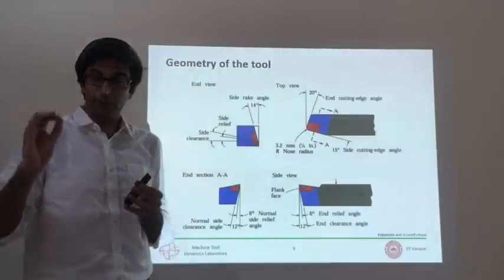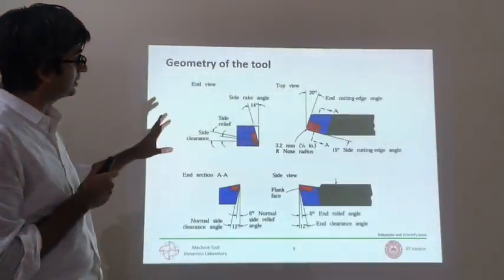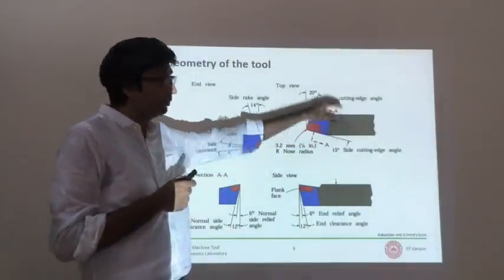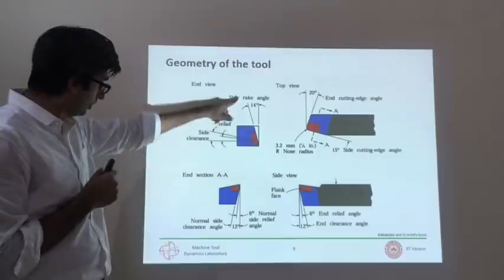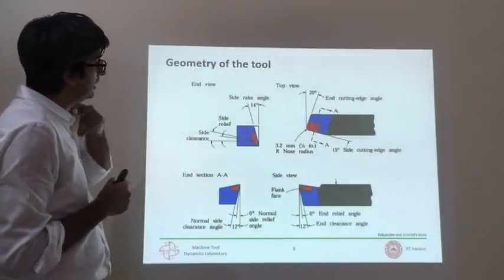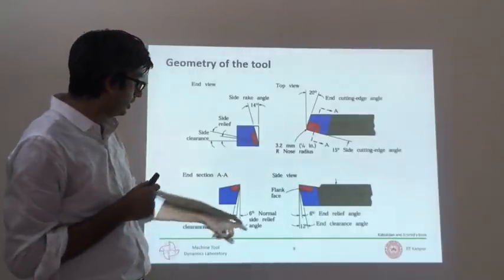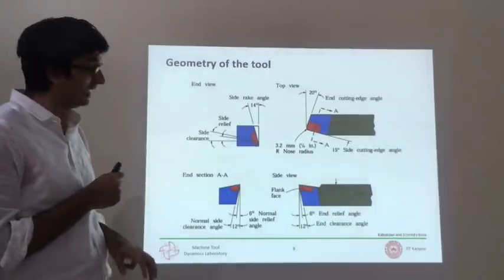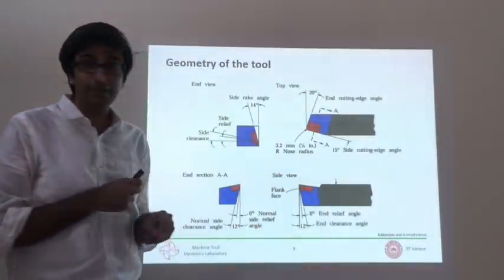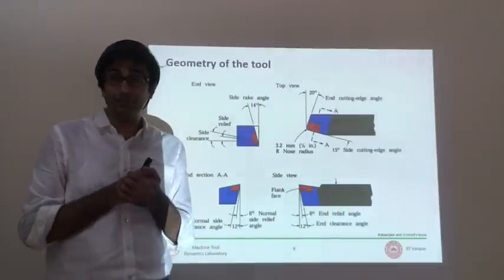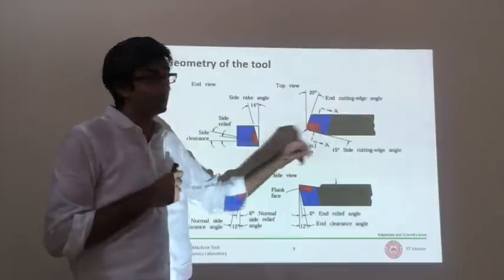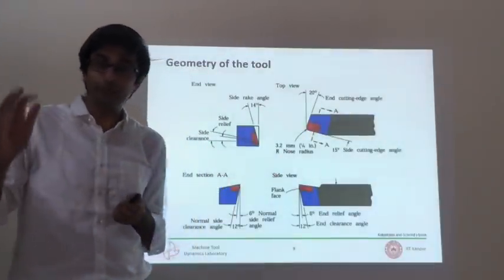This is a simple tool, and let's count. It's got 3 different geometric parameters on this view. It's got 2 more over here, so that's 5. Oh, sorry, 3 more over here, so that's 6. It's got 2 more here, so that's 8. And it's got 3 more over here. There's also a back rake angle. That's 11 different geometric parameters to define one simple cutting edge geometry. And this is for the simplest kind of tool possible.